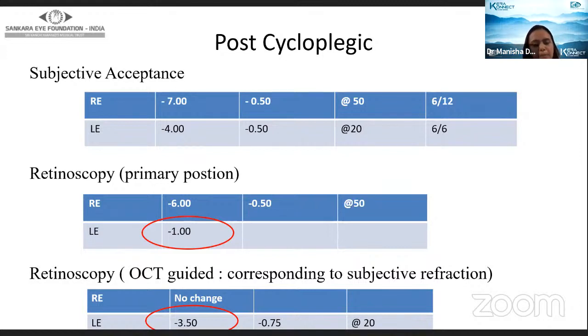So based on OCT findings, we tried retinoscopy by changing the angle because we noted that there was a slight temporal elevation of the adjacent part of the macula. So we changed the angle of the retinoscopy temporally, and we again tried the retinoscopy, and we found that it was corresponding with the subjective acceptance. It was -3.50 diopter sphere with -0.75 diopter cylinder.